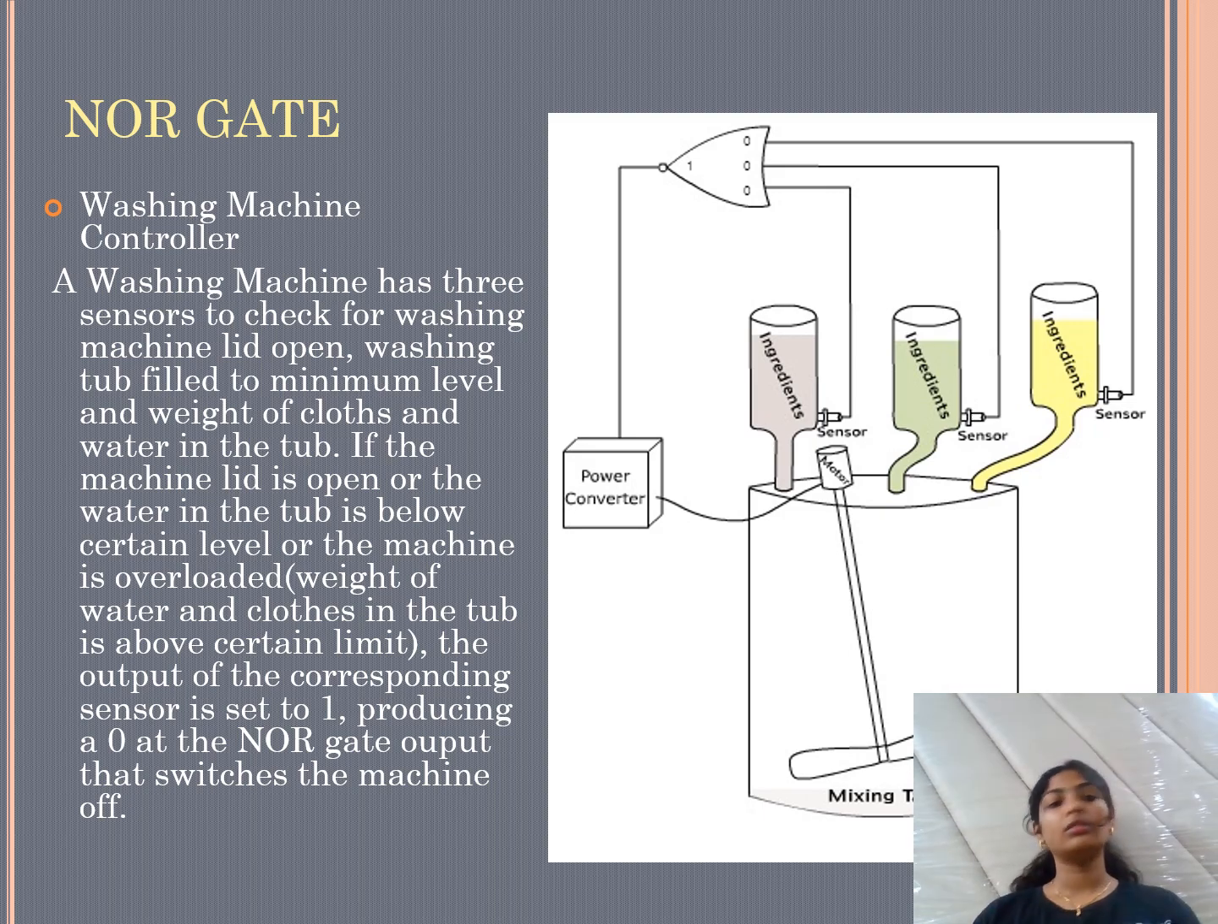NOR gate. An application of NOR gate is a washing machine controller. A washing machine has three sensors to check for washing machine lid open, washing tub filled to minimum level, and weight of clothes and the water in the tub. If the machine lid is open or the water in the tub is below a certain level or the machine is overloaded, that is the weight of the water and clothes in the tub is above a certain limit, the output of the corresponding sensor is set to 1, producing a 0 at the NOR gate output that switches the machine off.